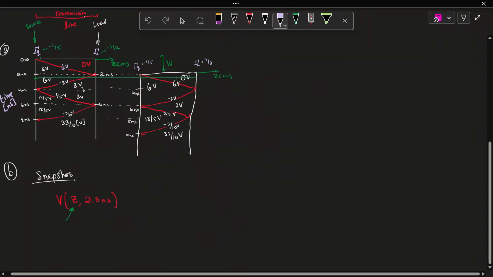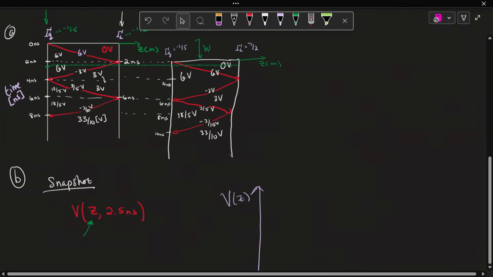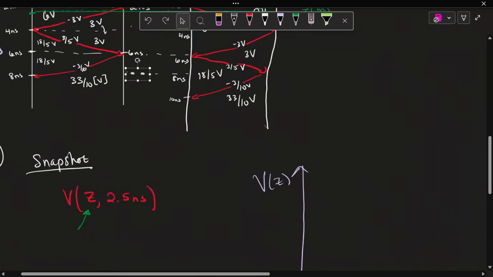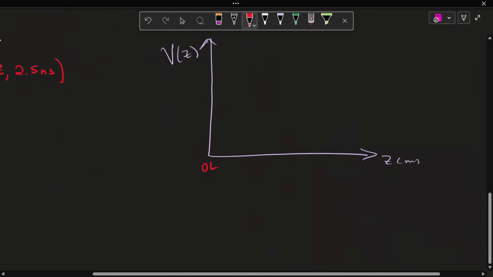So let's make a voltage versus length graph. So we'll call this Z in meters, and this is voltage, VZ, right? So for this first one, what do we start at? Well, at 0 nanoseconds, or at 0L, which is LG, we start at 6 volts. So what we'll do is we'll call this 0L. Then we'll say L over 4. Then L over 2. Then 3L over 4. And finally L whenever you get to the load. So just so you know, this is source and this is load.